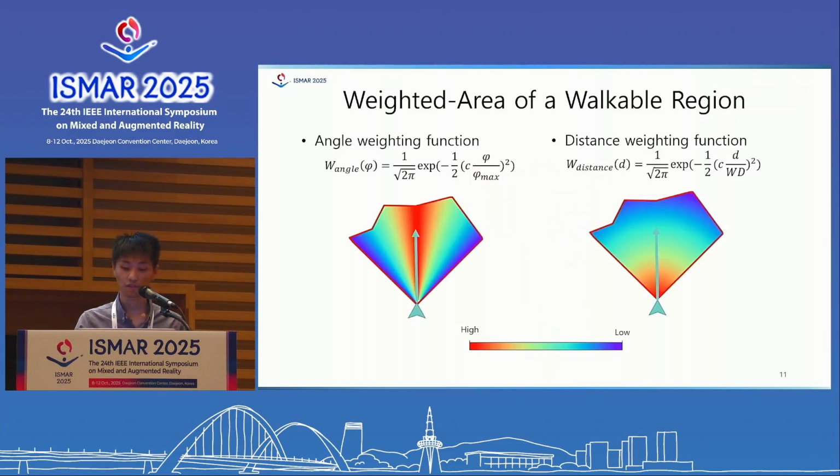The formulation of W angle is based on a simple assumption. Users are more likely to move straight ahead. As shown in the left graph, unit areas closer to the heading direction receive higher weight. And for W distance, we assume the likelihood of reaching a unit decreases as the distance grows. So the farther the unit is from the user, the smaller its weight, as illustrated in the right graph. And both functions just follow a standard normal distribution. We normalize the angle and distance to roughly 3 standard deviations and then use the function to assign weight accordingly.